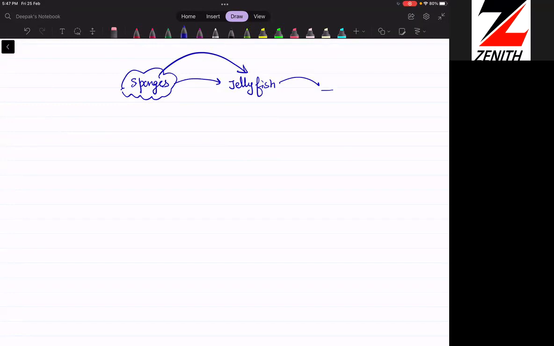Then again from jellyfish, a part of it evolved and formed something else. You are getting my point? Yes, sir. So the same way, starfish will evolve. In centuries, all these organisms in Animalia keep on evolving, but the previously existing organisms remain there.